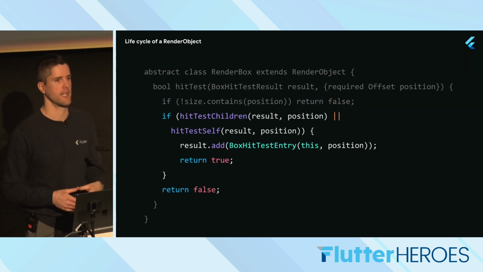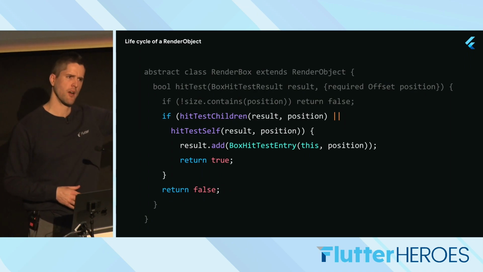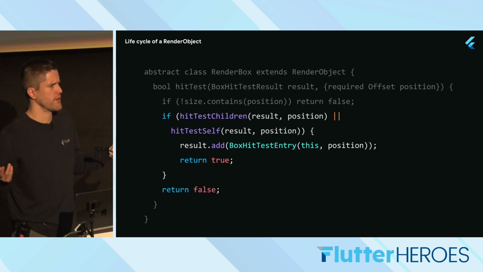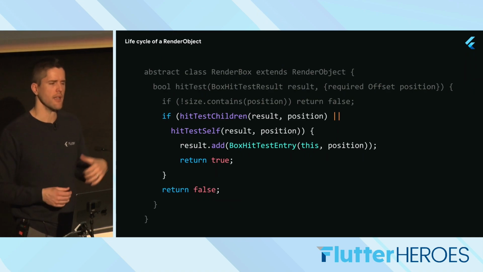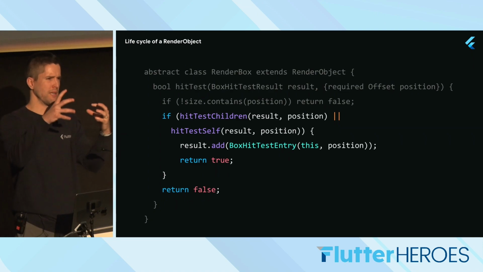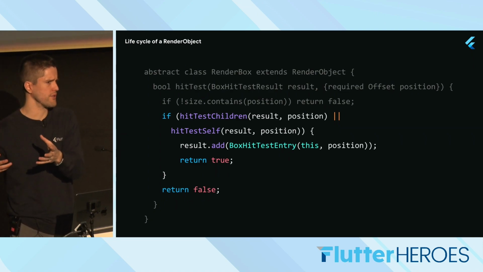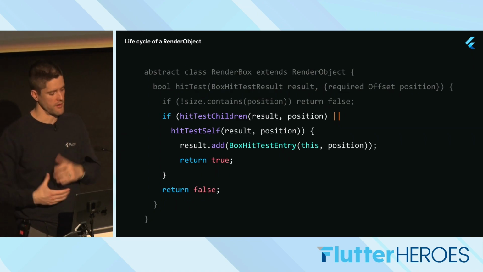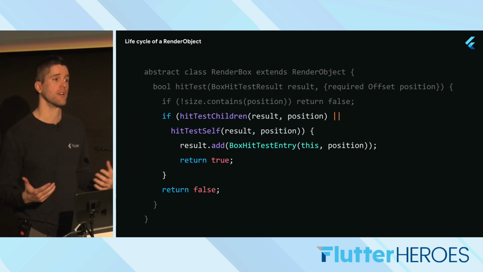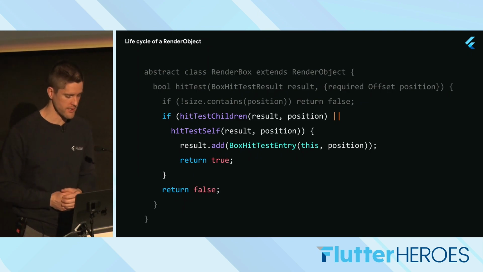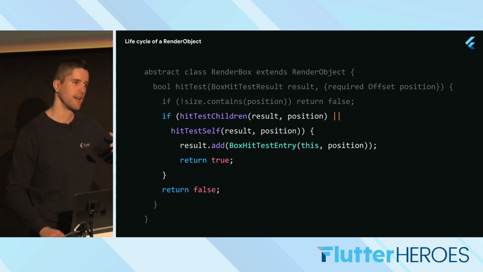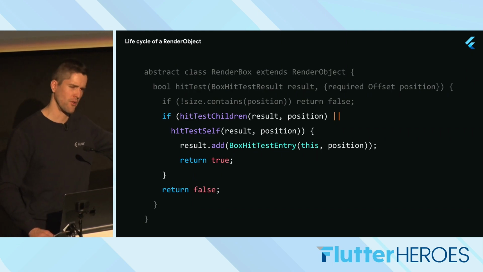Then the next thing it does is ask all of its children if they care about this hit test, and it even asks itself, because a lot of render objects just don't care about hit testing. Think about the render padding class that we saw earlier. That's just a positioning widget. Maybe its children care about hit testing, but render padding definitely doesn't. And so that hit test self method that we see there just returns false for most render objects. But eventually, that result list is built up, and then that goes into the arena, and that's a whole other system.